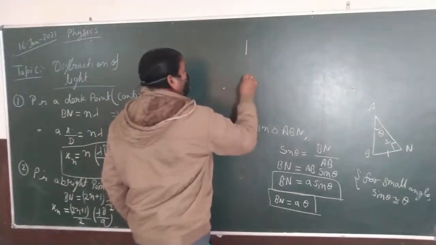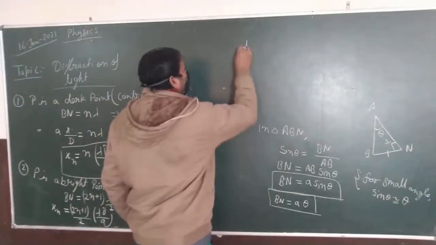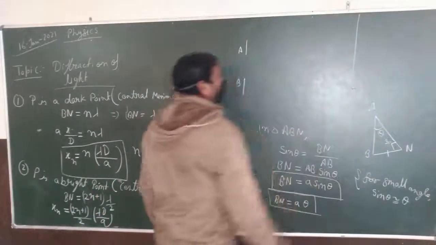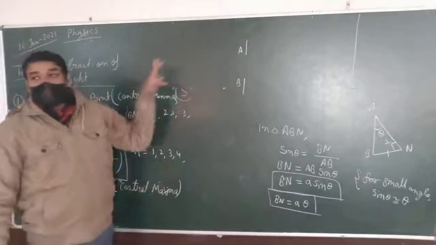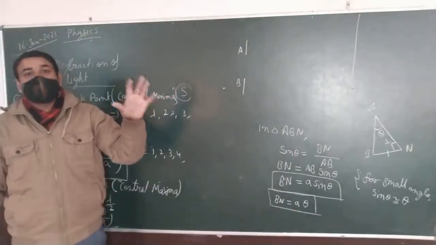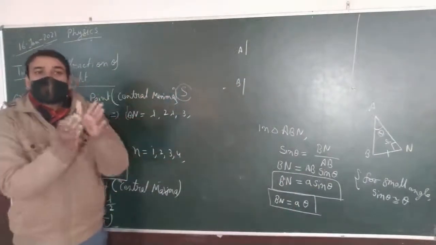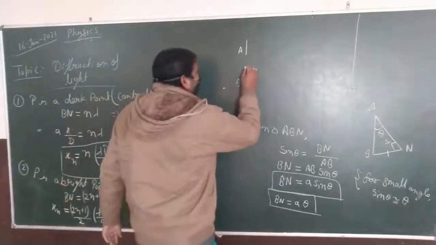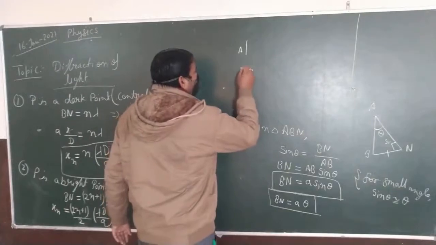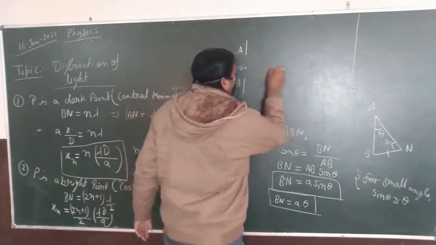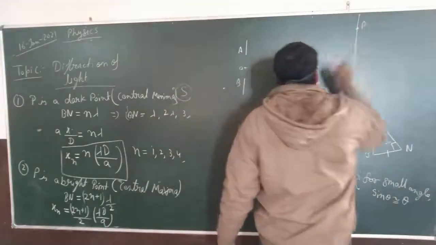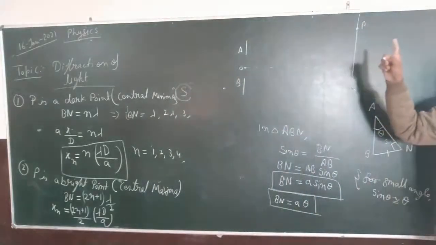Suppose from this slit, point A to B to the screen, we have a source in which there are 10 waves. This is the point O, and this is the center, and here is point P where the rays reach.